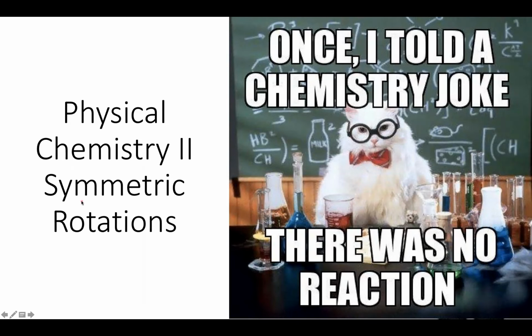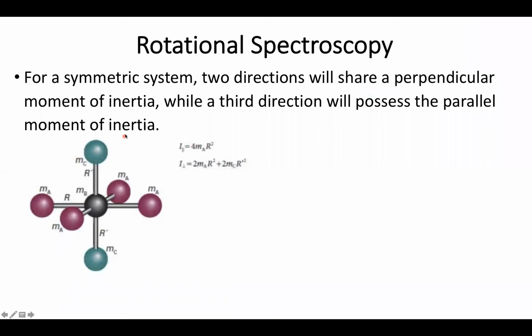So when I'm talking about a symmetric system, what I'm really talking about is that I've got two directions which will share a moment of inertia, which we're going to reference as perpendicular. For example, let's take a look at a classic metal type complex that belongs to the D4h point group. So I've got four major ways of rotation. Either I have a rotation about this main axis, my main axis of rotation, which will give me a moment of inertia that I'm going to refer to as parallel. And this will be my single unique moment of inertia.